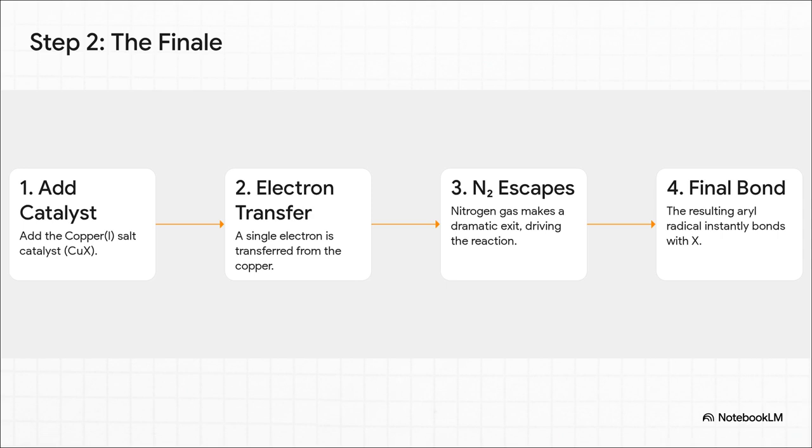The two nitrogen atoms, they see their chance, and they make a break for it. They escape as super stable nitrogen gas. It's this dramatic exit that literally drives the whole reaction forward. And what's left behind? A super reactive species that instantly grabs the halogen and boom, we have our final product.